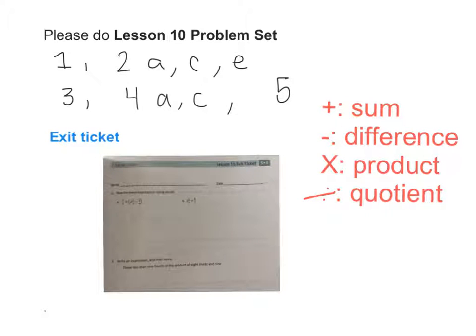Okay, so make sure you have this written down in your notebook, that when we're using word form to talk about addition, we talk about sum. When we use word form to talk about subtraction, we talk about difference. Multiplication is product, and division is quotient.